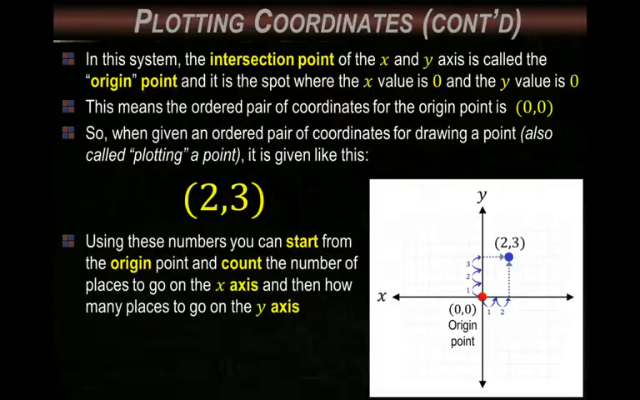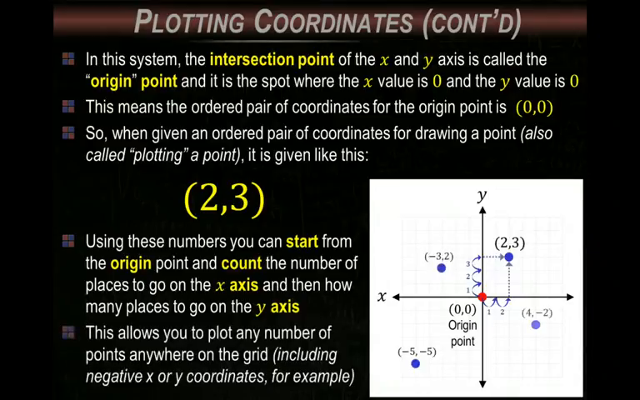Okay? Now, from here you can plot any kind of number you want. Some of those numbers are positive. Some of those numbers are negative. You could plot spot 0, 0 by just putting the dot right at the origin point. But here, for example, I could plot spot -5, -5, or -3, 2, or 4, -2. One is the x, one is the y, and you start from the origin point to plot the points.